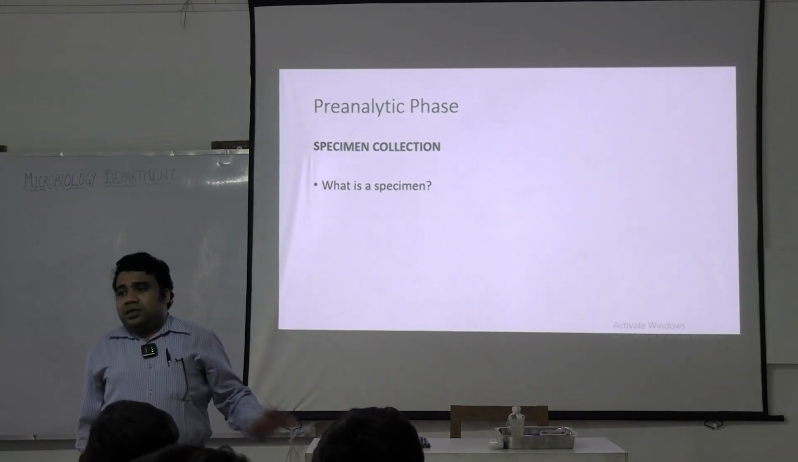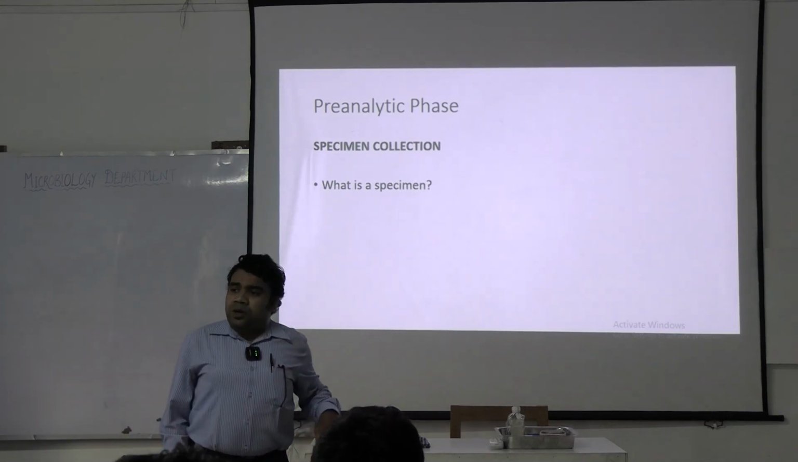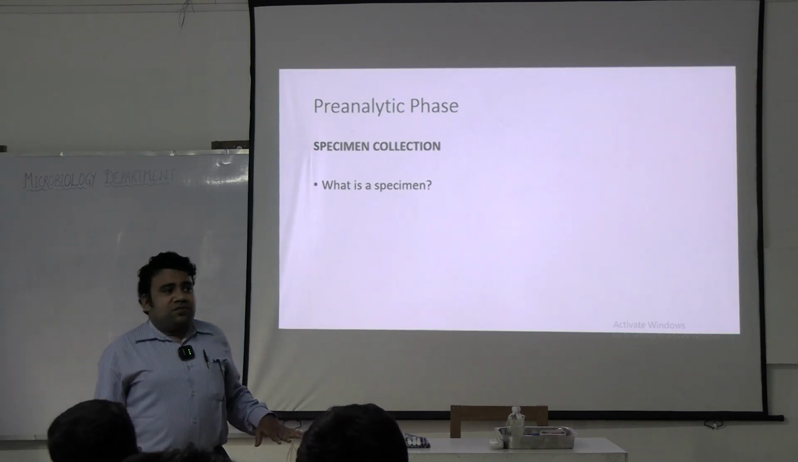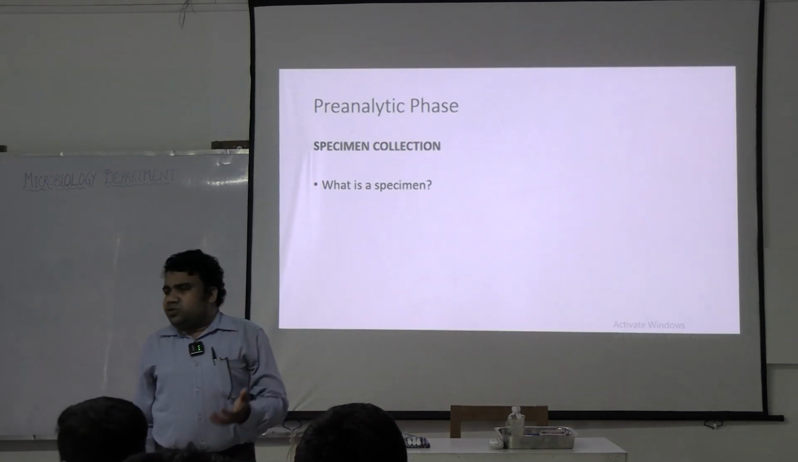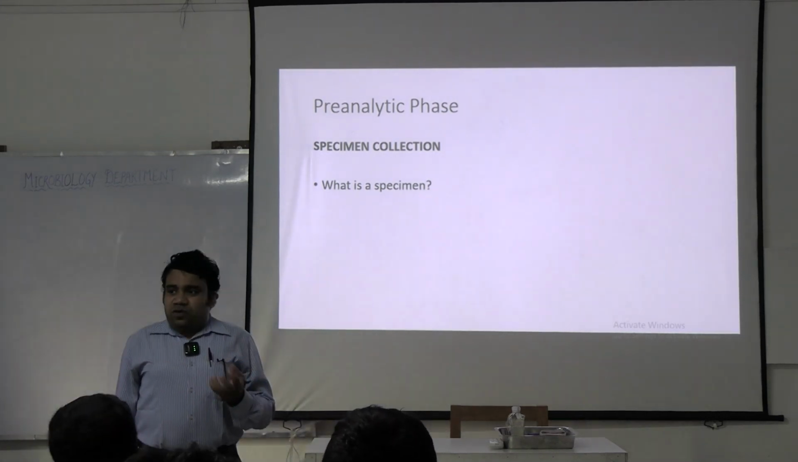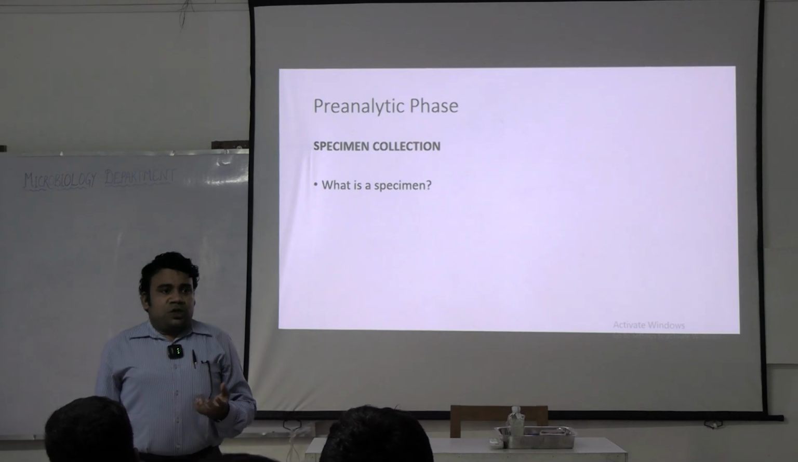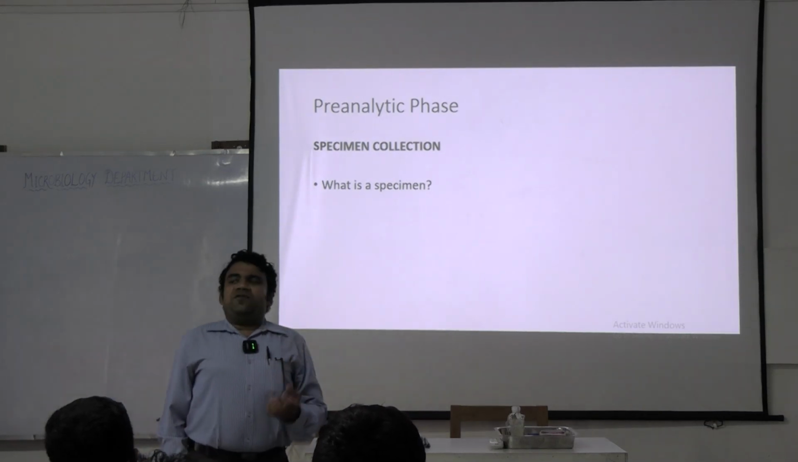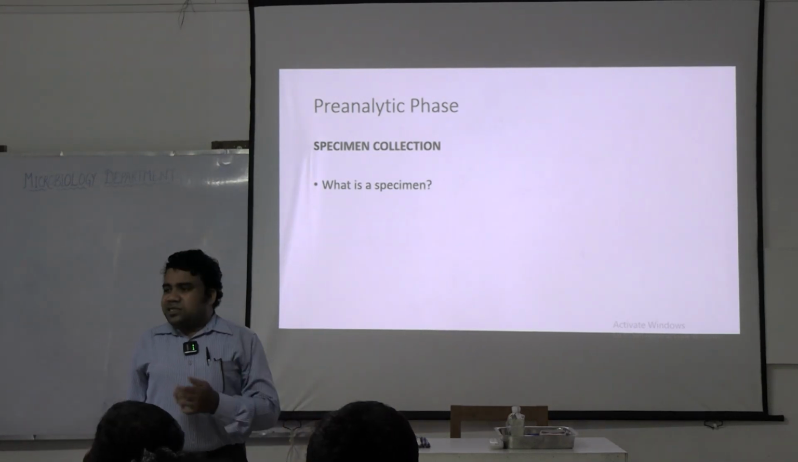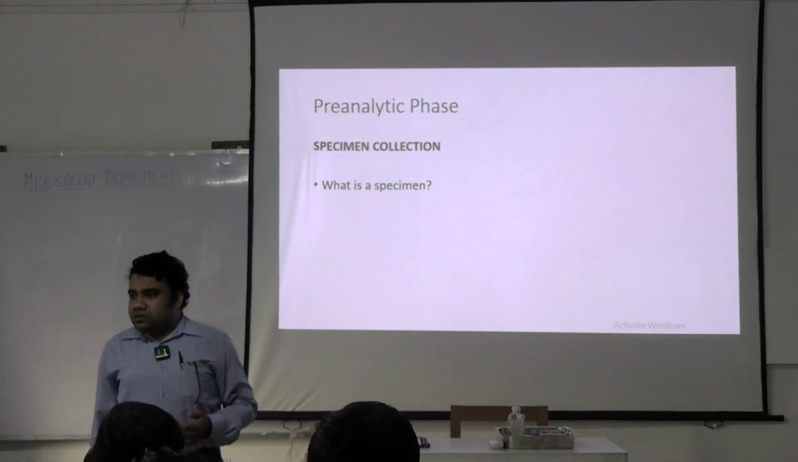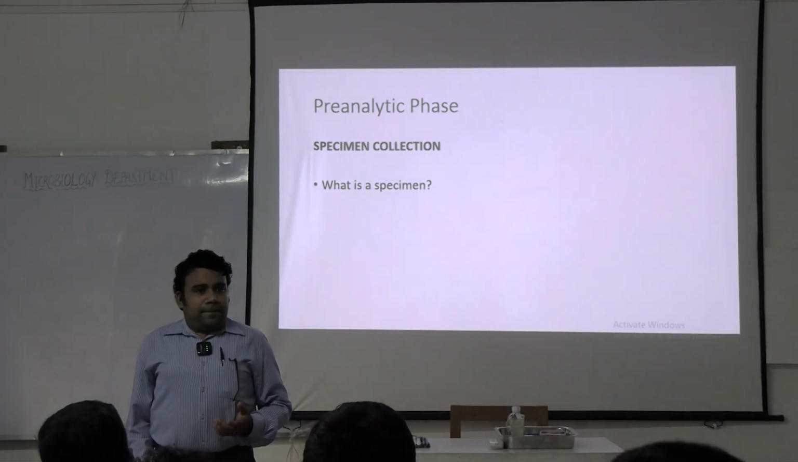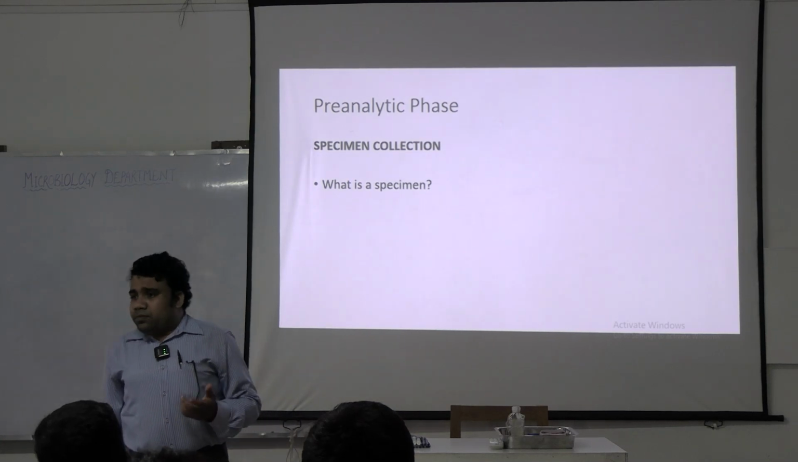So specimen is basically any part of the human body or body fluid. It could be urine, it could be CSF, it could be blood, it could be any sort of secretion like sputum, it could be an exudate. If you have an abscess, there is an exudate. It could be even a body part. A surgery has been done, a body part has been excised, and it has been sent for investigation. It could be even an external part like skin, hair. Okay. So any part of the body or body fluid can be a specimen.